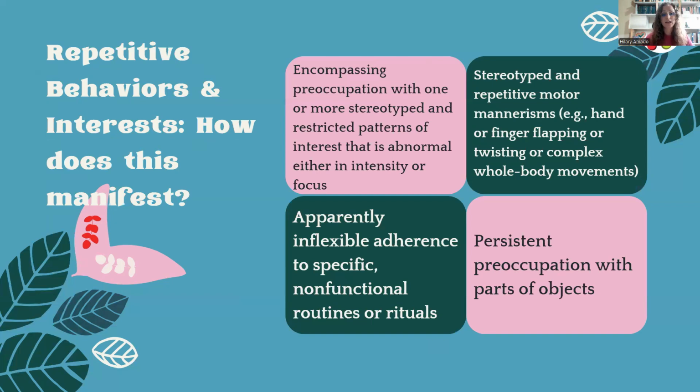They might have an encompassing preoccupation with one or more stereotyped and restricted patterns of interest that's abnormal, either in intensity or focus. Stereotyped and repetitive motor mannerisms, for example, hand or finger flapping, or twisting or complex whole body movements. They might have an apparent inflexible adherence to specific non-functional routines or rituals, or persistent preoccupation with parts of objects.